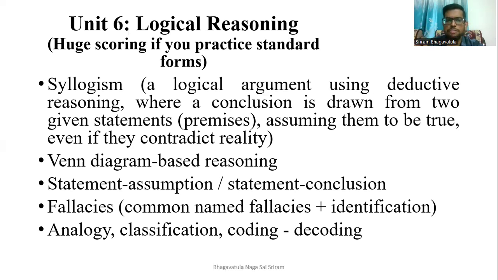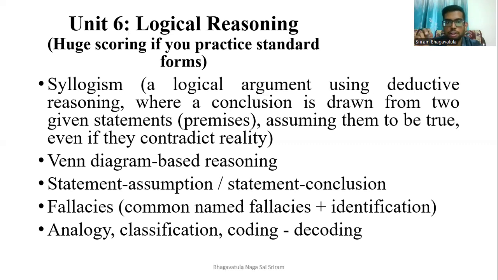Next one is related to Venn diagram based reasoning. Two types of circles will be there, and based on that you need to practice. That is why, as I just mentioned, it is a huge scoring area if you practice the standard formats. Next one is statement assumption or statement conclusion, as I have told right now.